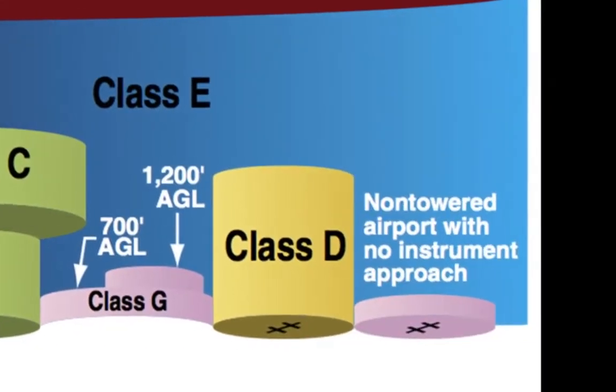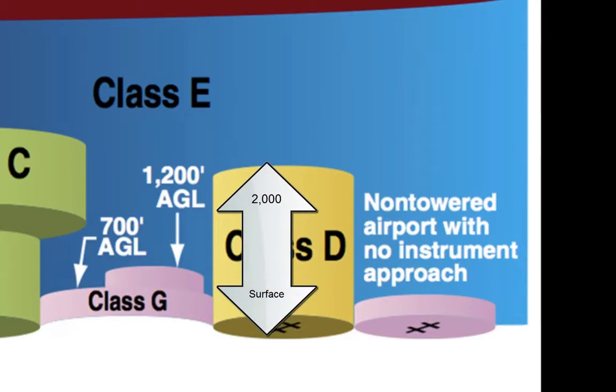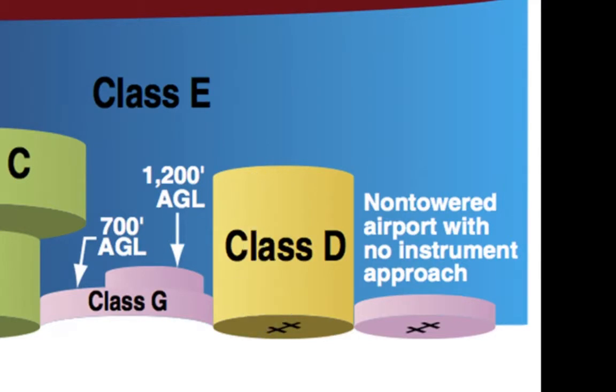Class D airspace usually extends from the surface to 2,000 feet above the airport. All aircraft within the airspace must maintain two-way radio communication with air traffic control. Class D airspace is tailored if instrument procedures are published.